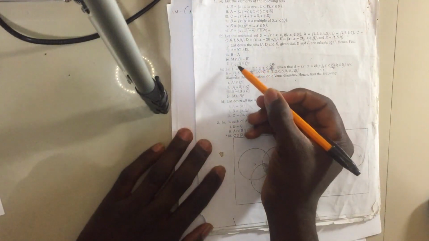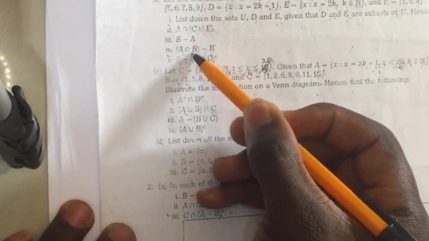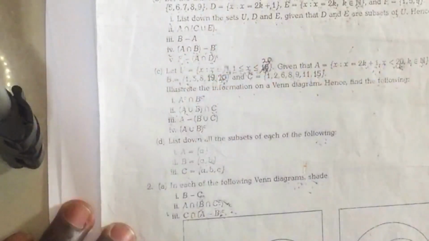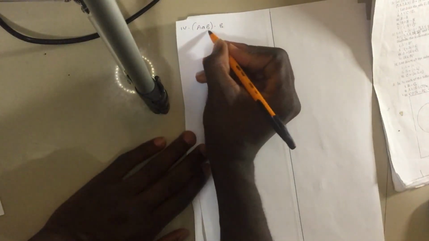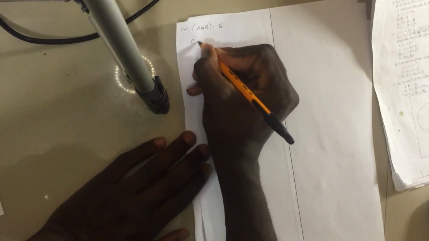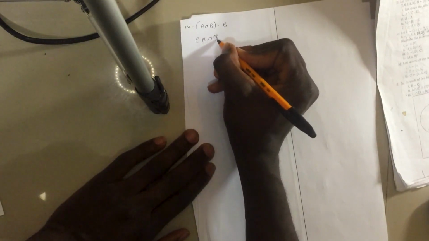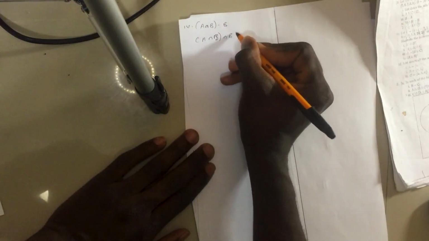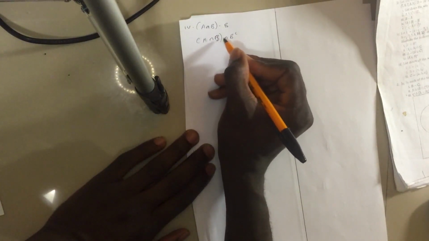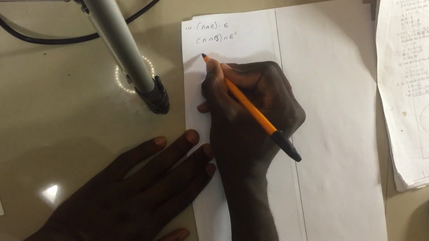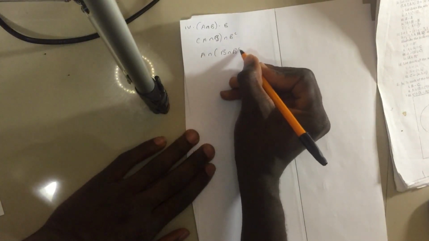Alright, so now we're going to solve question 1b, Roman numeral 4, which says A intersection B minus B. Okay, so we're going to write the solution here. A intersection B minus B becomes A intersection B intersection B complement. We're going to use the property of association to rearrange this, so A intersection B intersection B complement.